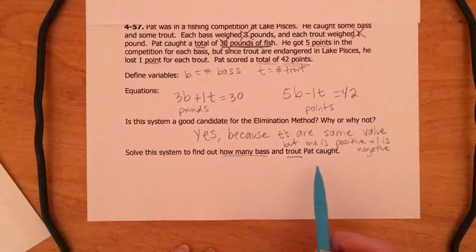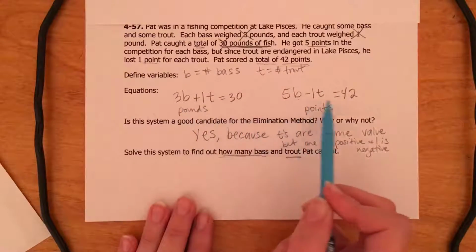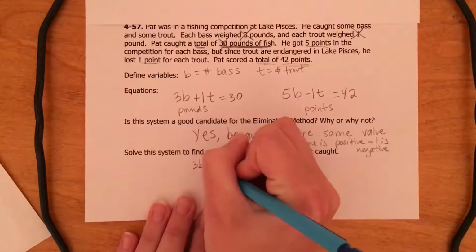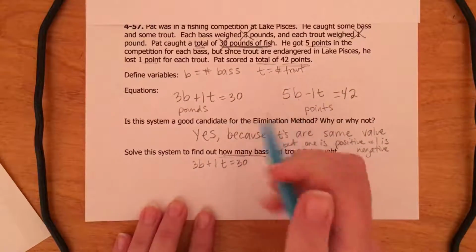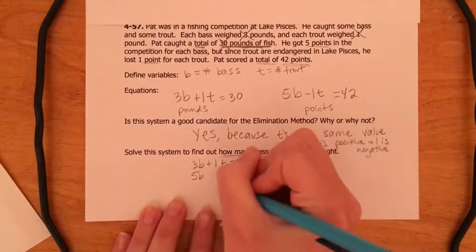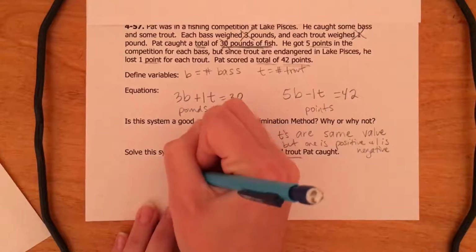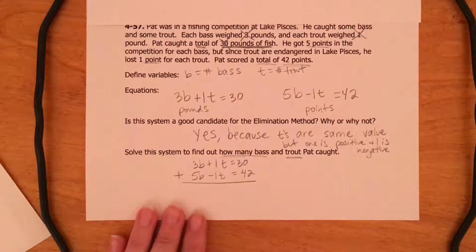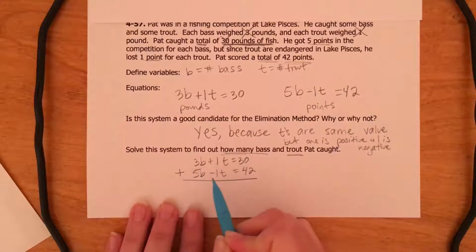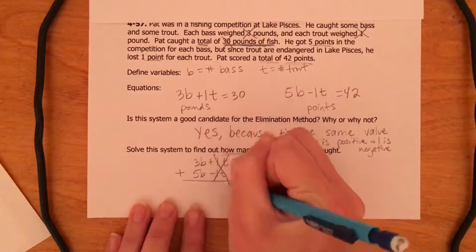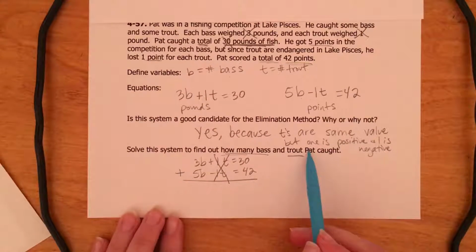Okay, so we're going to solve this system down here. Remember, when we're doing elimination method, we're going to stack these on top of each other. So 3b plus 1t equals 30. It doesn't matter which one goes on top either. 5b minus 1t equals 42. Remember, I write a line here and I'm going to put a plus sign because we're going to add the equations together. So again, it's a good method because when I add these, 1t plus negative 1t crosses out. That's worth nothing left. That's why it's a good system for elimination method.